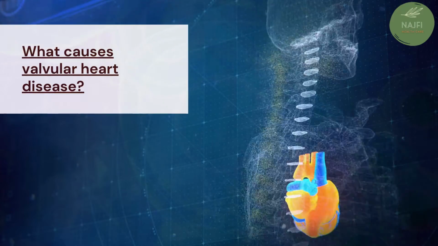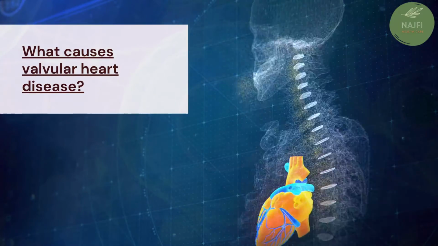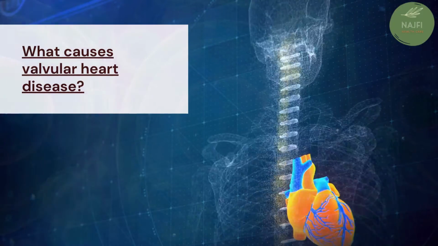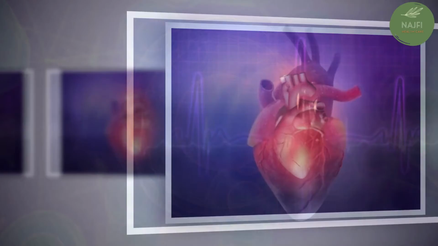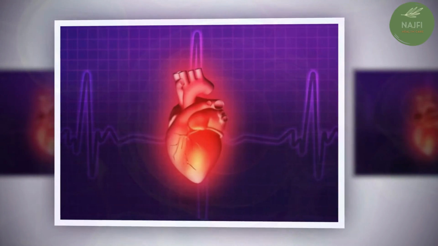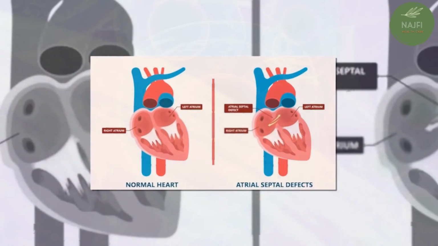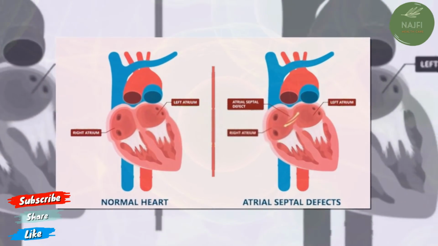What causes valvular heart disease? There are several causes of valvular heart disease, including congenital conditions, being born with it, infections, degenerative conditions, wearing out with age, and conditions linked to other types of heart disease. Rheumatic disease can happen after an infection from the bacteria that causes strep throat is not treated with antibiotics. The infection can cause scarring of the heart valve.